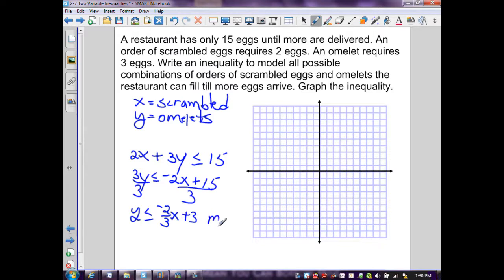My slope, we know, is going to be negative 2/3. My intercept is going to be (0, 3). Now I graph. 0, 1, 2, 3. It's negative, so I'm going to count down 2 and 3 to the right. And this is going to be a solid line because it's less than or equal to.